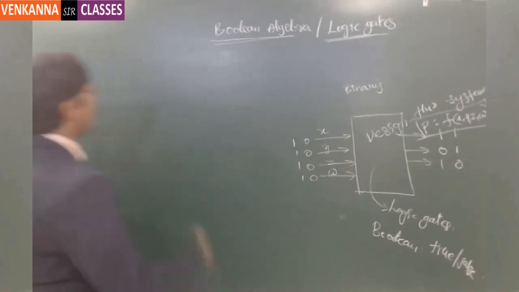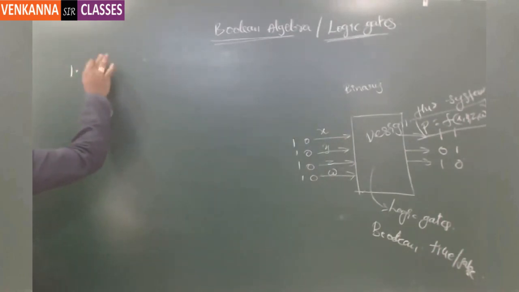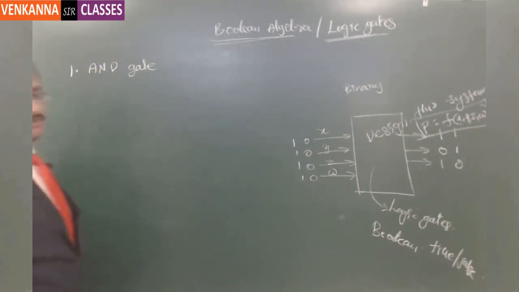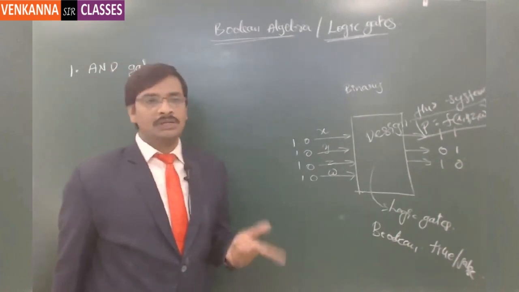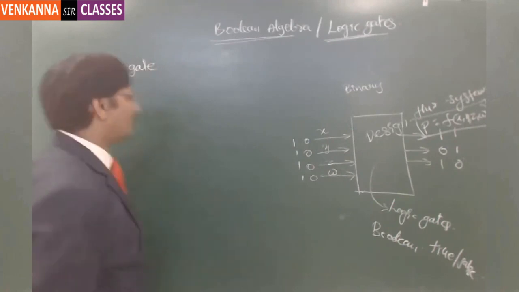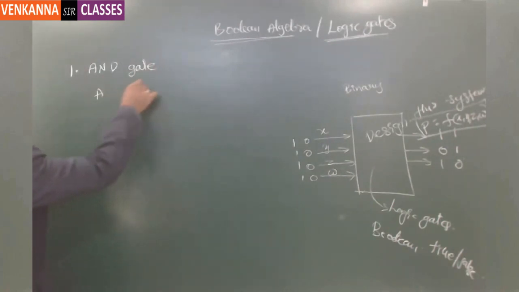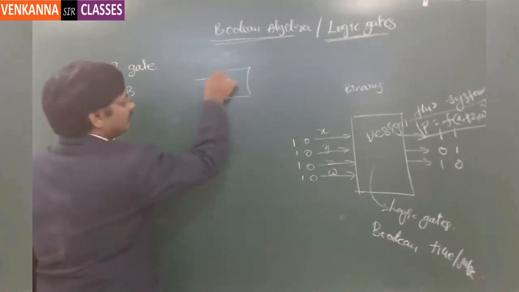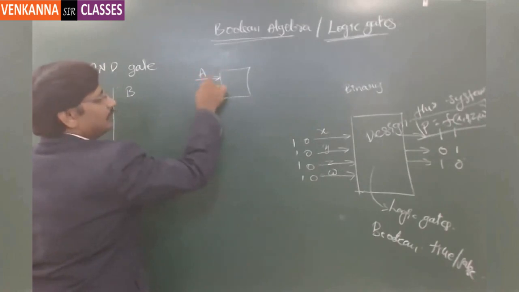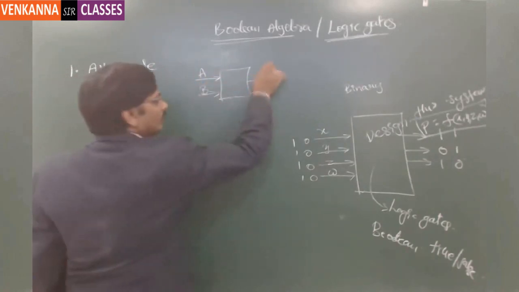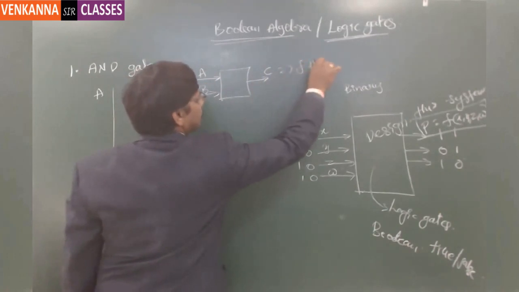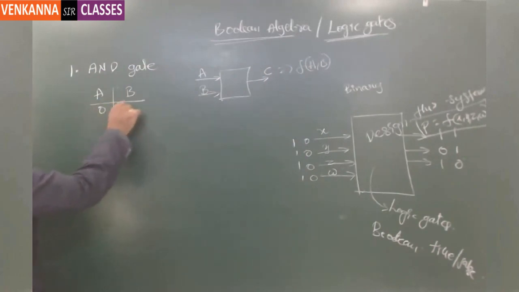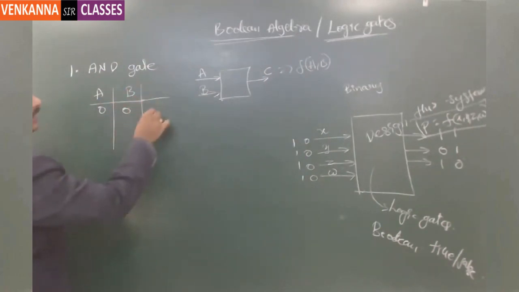Got it? The first and foremost is the AND gate. We will discuss it for two different inputs, though an AND gate may have any number of inputs. Let me consider only two inputs. This is A and this is B, and you are expecting an output C which is a function of A comma B. If I give 0 here and 0 here, I am expecting 0.